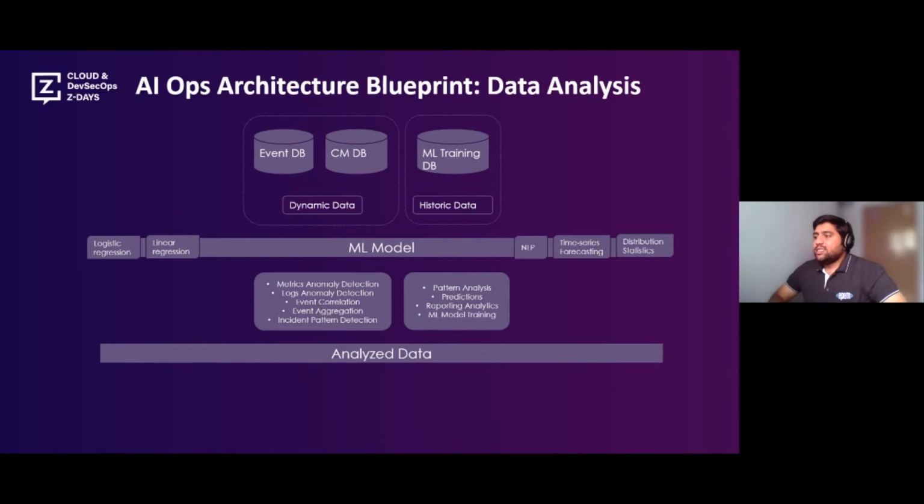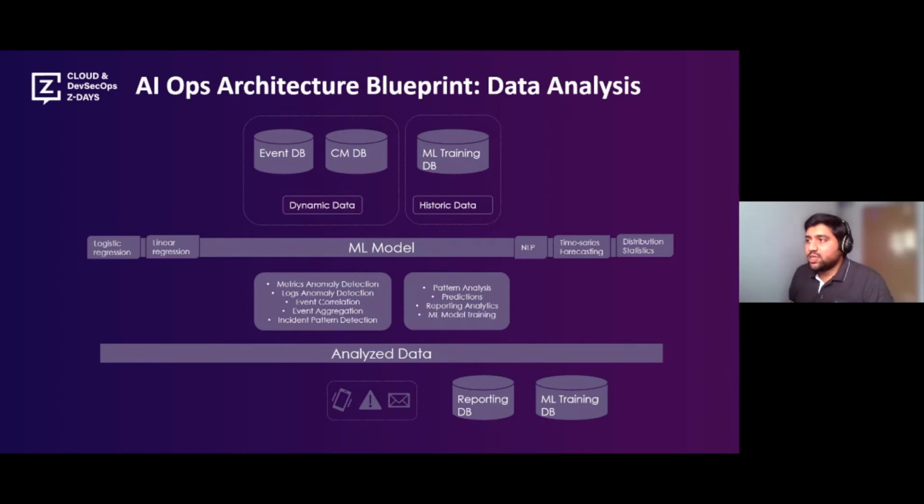Once the data is analyzed, the analyzed data will be stored in the databases. The reporting database can be used for visualization, and the ML training database will be further used for the machine learning model. Based on the analyzed data, if anomalies or correlations are detected, the correlated data or the detected pattern will be presented in alerts. Based on the outcome, automated actions can be done, like running automated runbooks, running automated health checks, or auto recovery or auto healing.